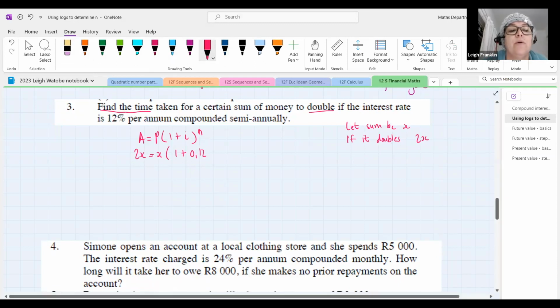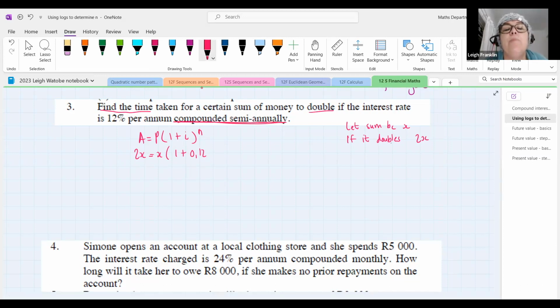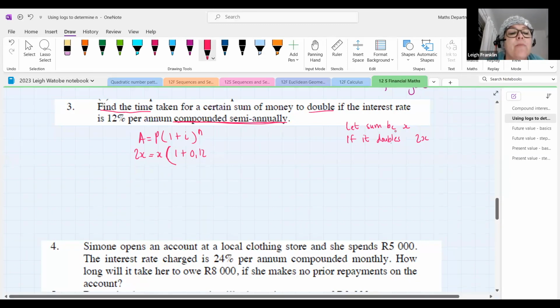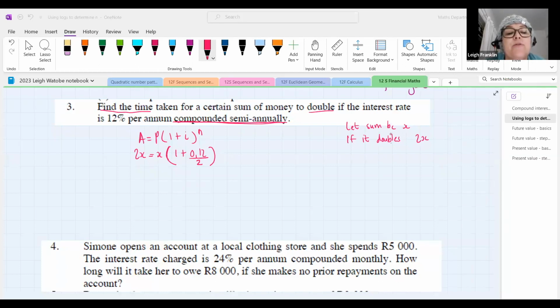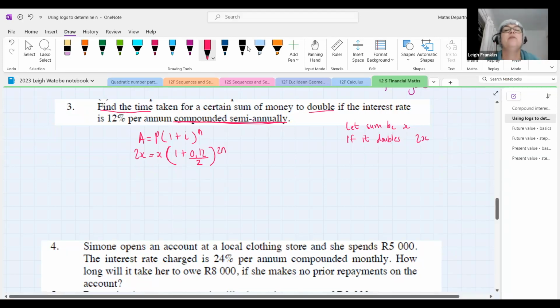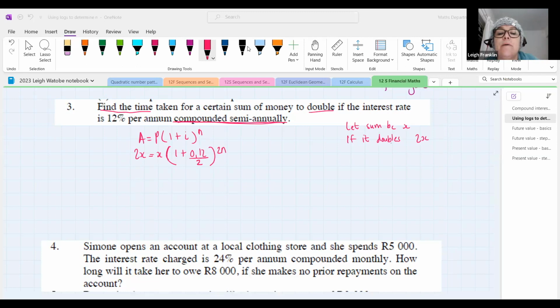Let's just go back. Okay, remember it was compounded semi-annually. So if it's compounded semi-annually, let's just be careful. All right, what are we going to do to our interest rate? If it's compounded semi-annually, we need to divide our interest rate by 2. So do you recall what we divide our interest rate by? We've got to multiply our n by this. So this would be 2n. Thank you so much. Who was that? Nolutando. Thank you, Nolutando, for reading carefully when I didn't.